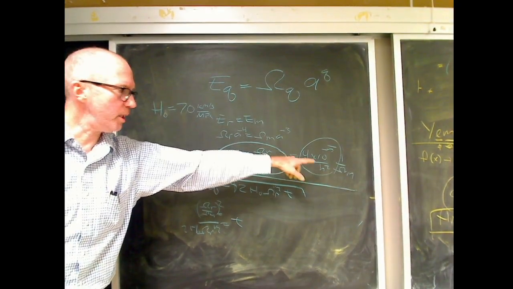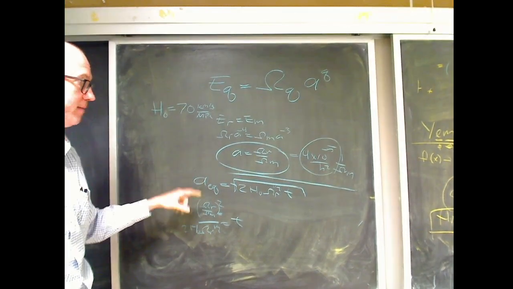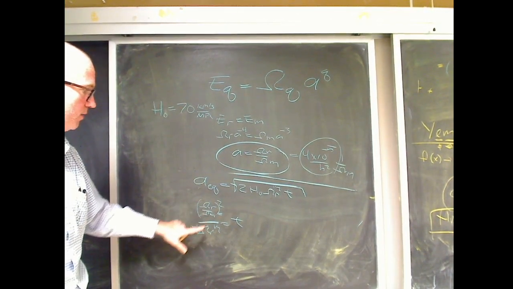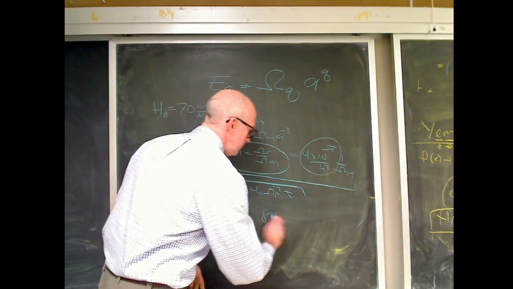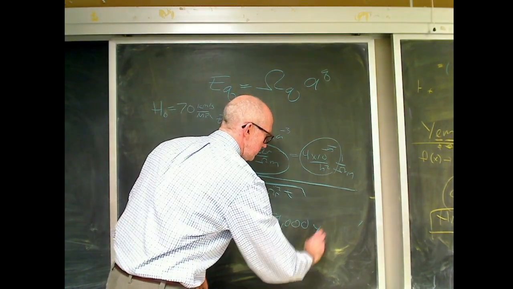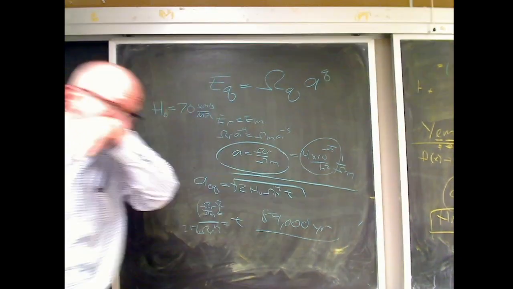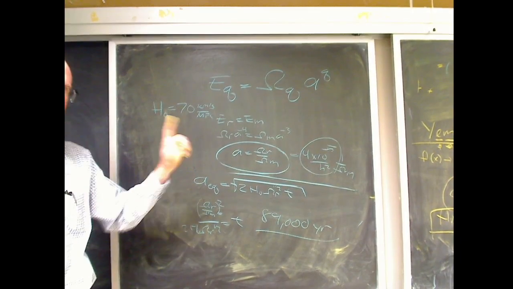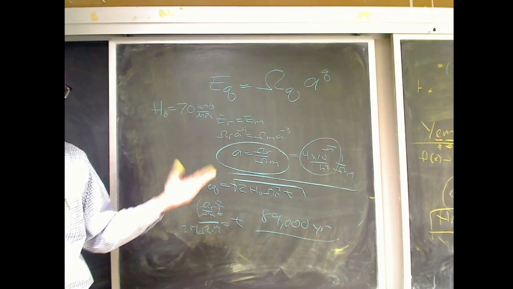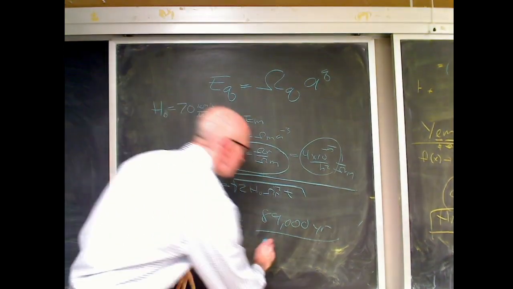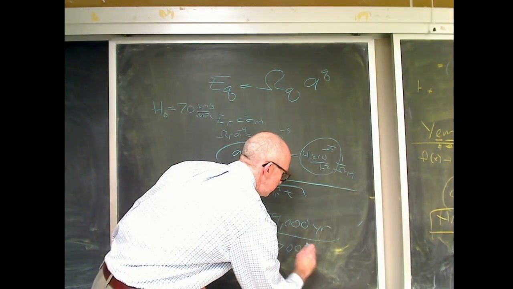Omega r is this. Omega matter is 0.3. So you plug in 10 to the minus 5, 10 to the minus 5, 0.3, and you should get something. I got 89,000 years, which is actually longer than I thought it was by a little bit. A better value is 47,000 years.